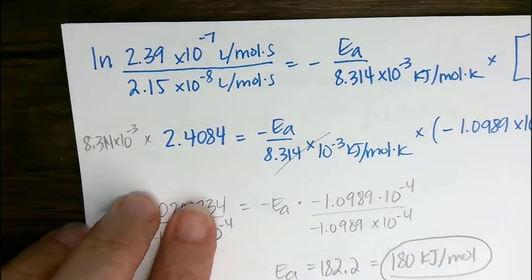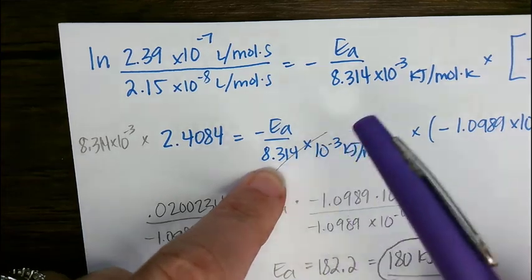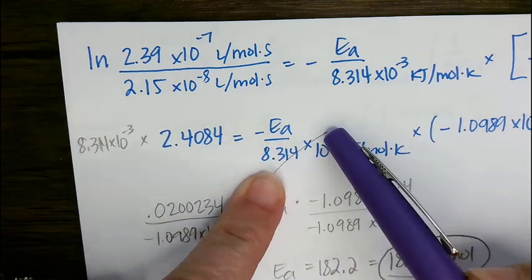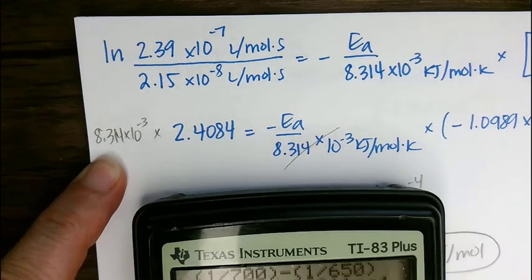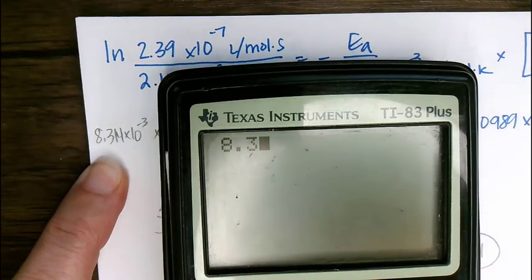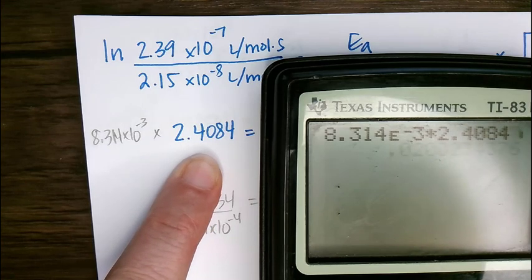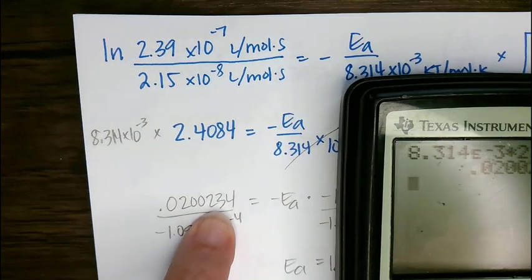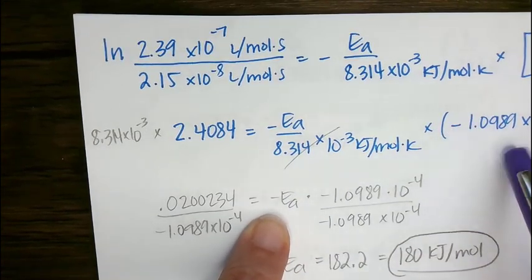Then I wanted to simplify this even further. I wanted to get rid of this denominator. So to get rid of a denominator, multiply it by itself. So that would cross it off. If I multiply it on the right, I have to multiply it on the left. So I took my 8.314 times 10 to the negative 3, because that's in kilojoules, and I timesed it by 2.4084. So on the left now, I have 0.0200234 is now equal to negative EA times what I got for my temperature.